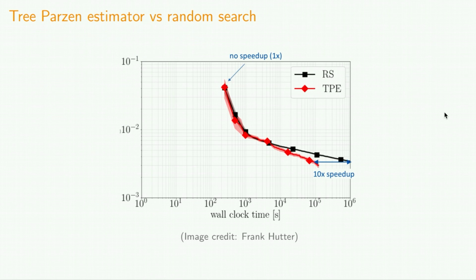Now, this being said, TPE can be a strong baseline in practice. And here we see how it performs compared to random search. We have the performance here on the y-axis and the wall clock time on the x-axis, and a comparison of TPE and random search. We see that early on the two methods do not perform well, but once we have access to enough evaluations, then TPE is focusing its attention on the interesting part of space. And eventually we see that we can obtain up to 10 times speedups in practice.